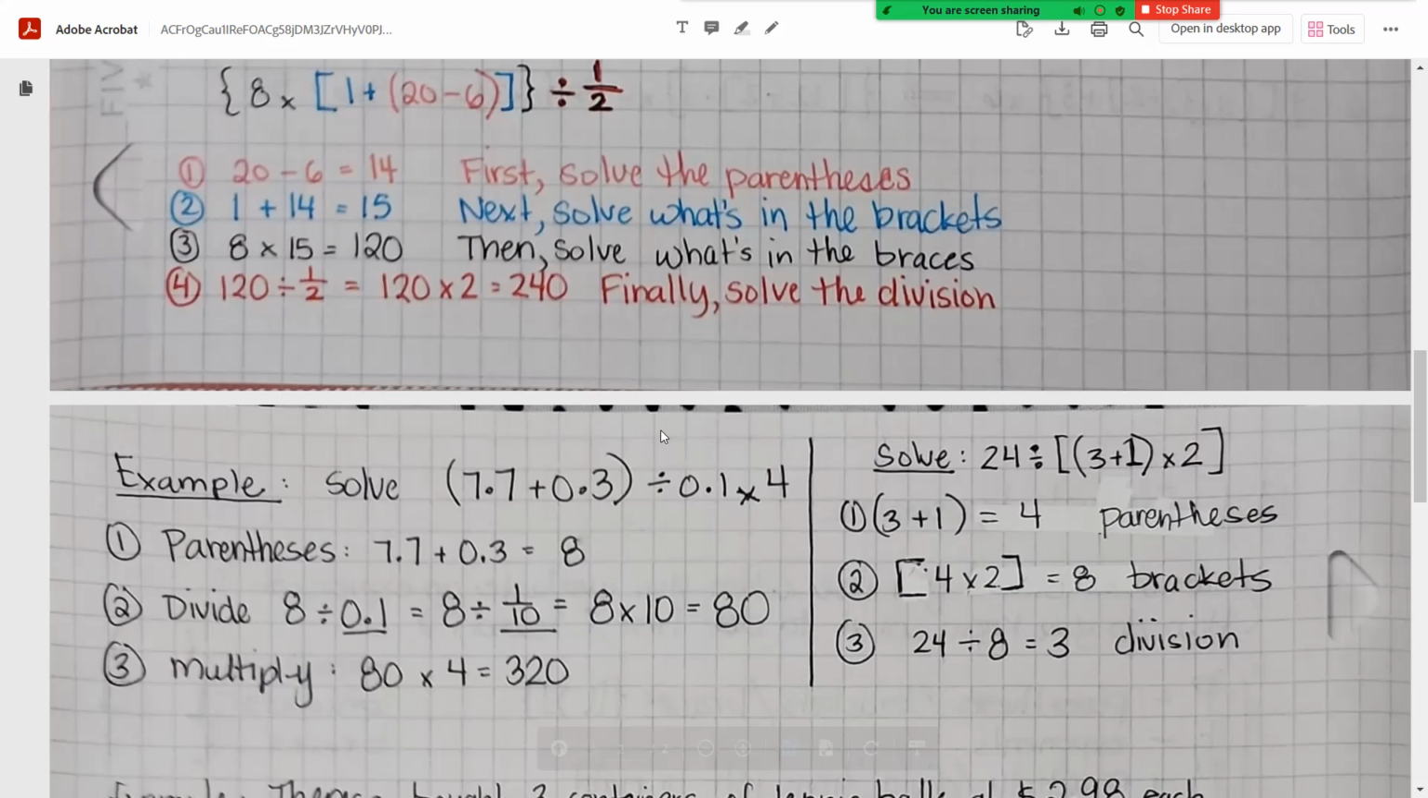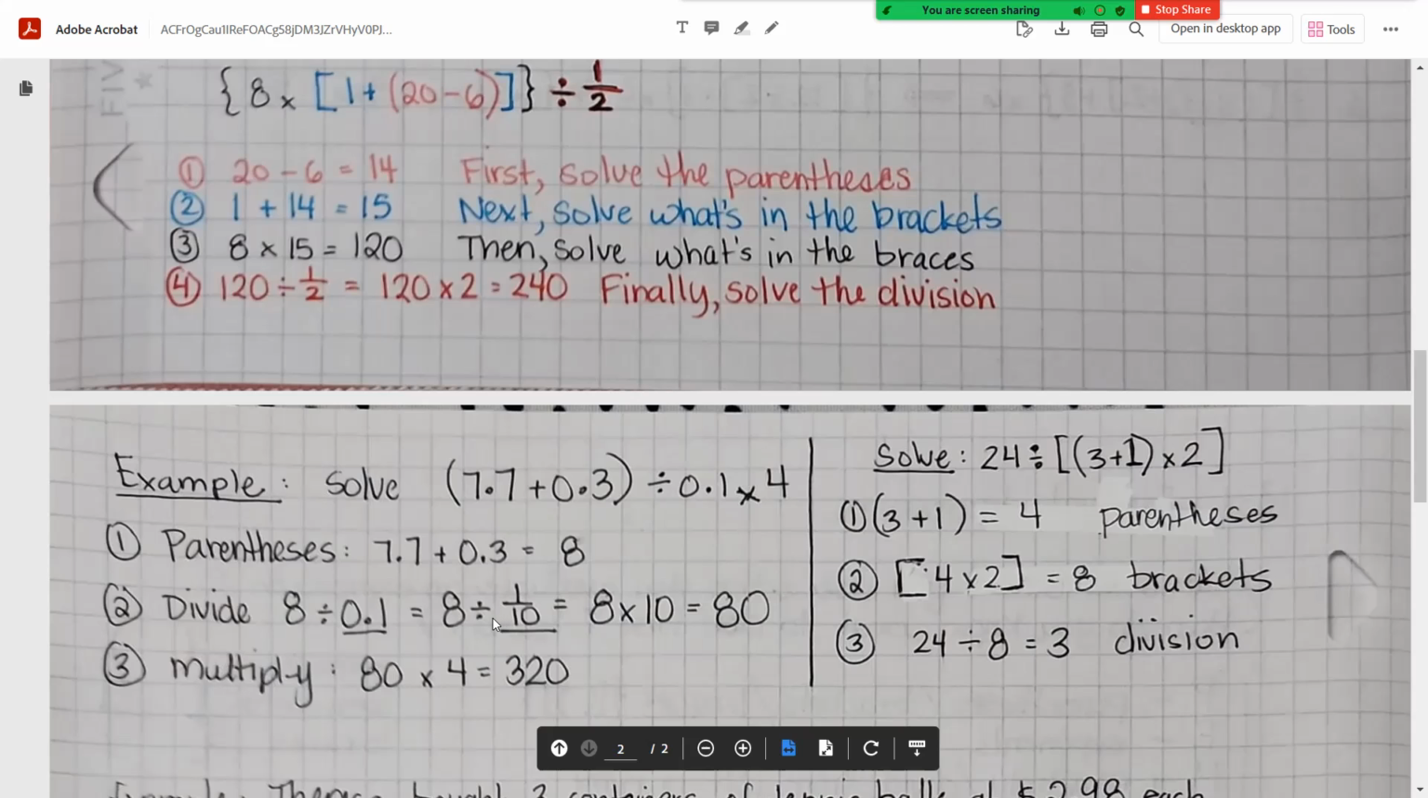Let's look at some more examples. Solve 7 7/10 plus 3/10 divided by 1/10 times 4. So always start inside the parentheses. 7 7/10 plus 3/10 gives us 8 altogether, 8 whole, because the 3/10 and the 7/10 make 1 whole. Next, we're going to divide by 1/10. So remember, when you're multiplying or when you're dividing by a fraction, flip that fraction. You're going to change the symbol. You're going to flip the fraction.